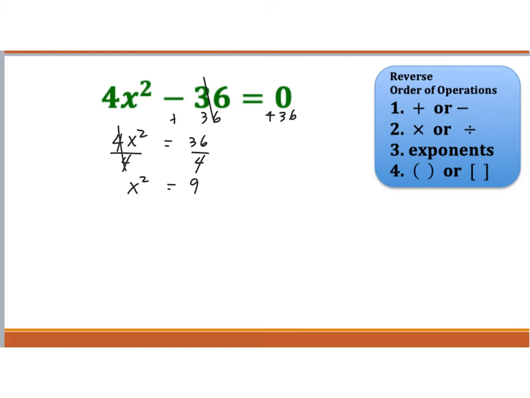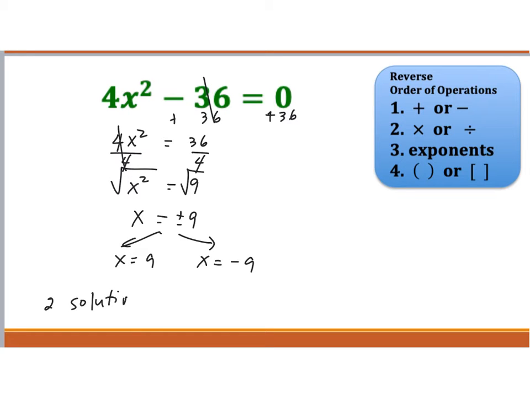Then we undo square by getting the square root of both sides. And so x is equal to the square root of 9. And don't forget your plus minus 3, which means that x is positive 3 or x is negative 3. So two solutions. Two answers or two solutions, 3 and negative 3.